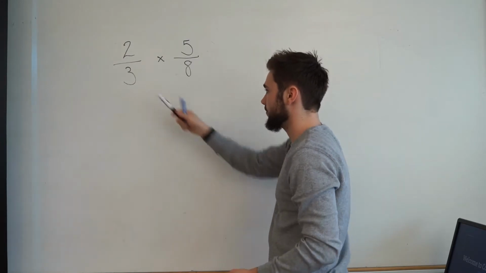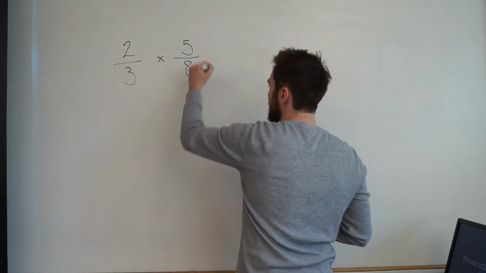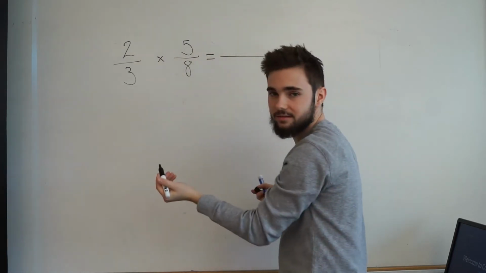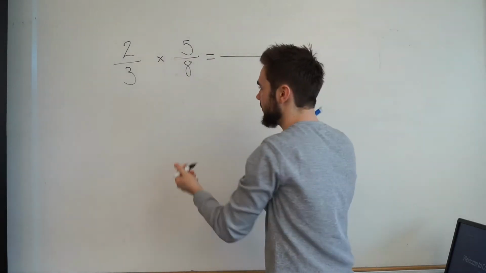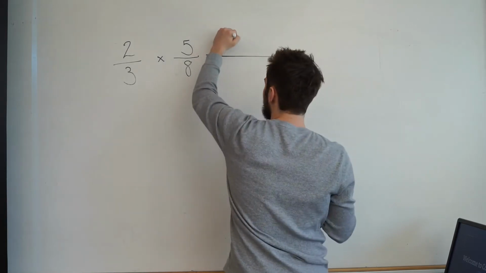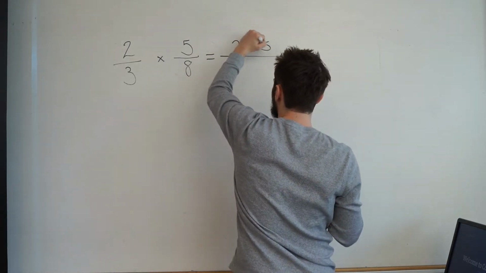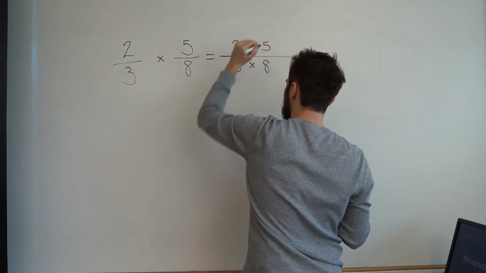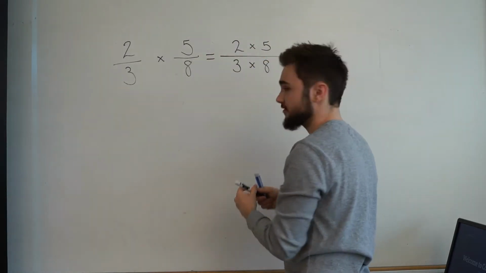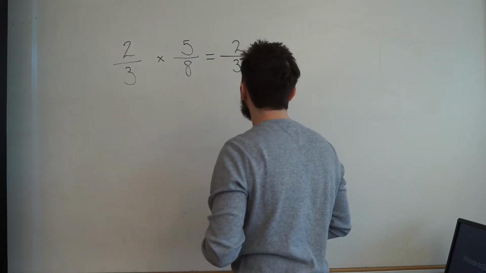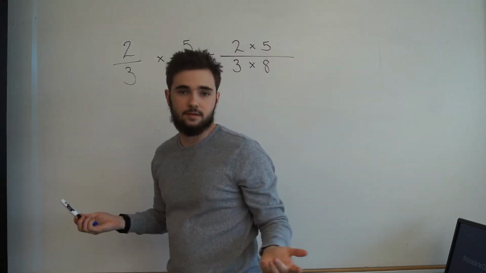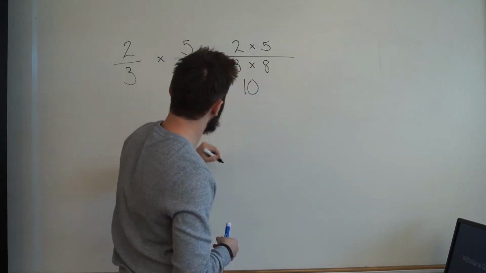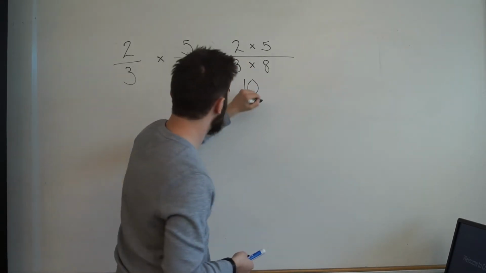So if we were to multiply this out, you can write it out like this. You usually don't, but this is just another way of thinking about it. 2 times 5 over 3 times 8. And then that's going to give you your actual answer. So, 2 times 5 is going to be 10, and then 3 times 8 will be 24.